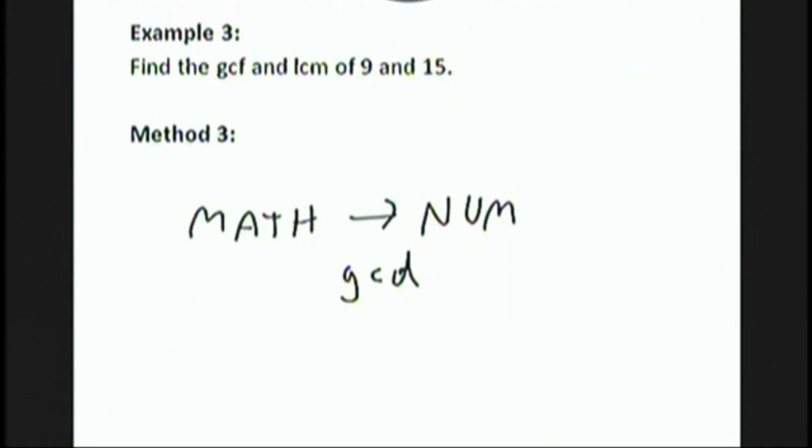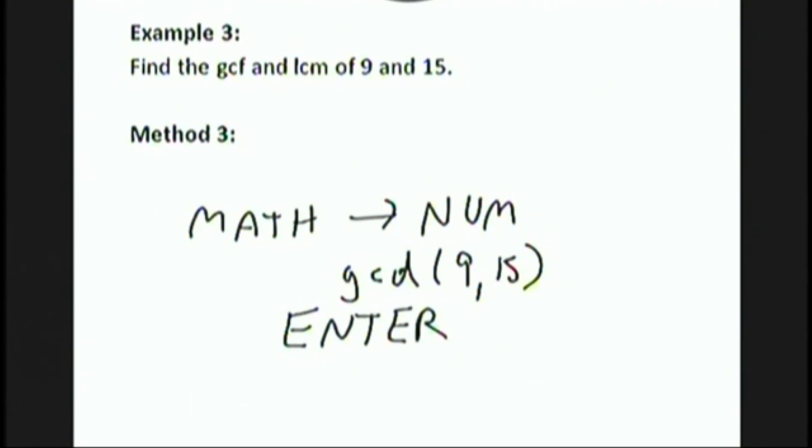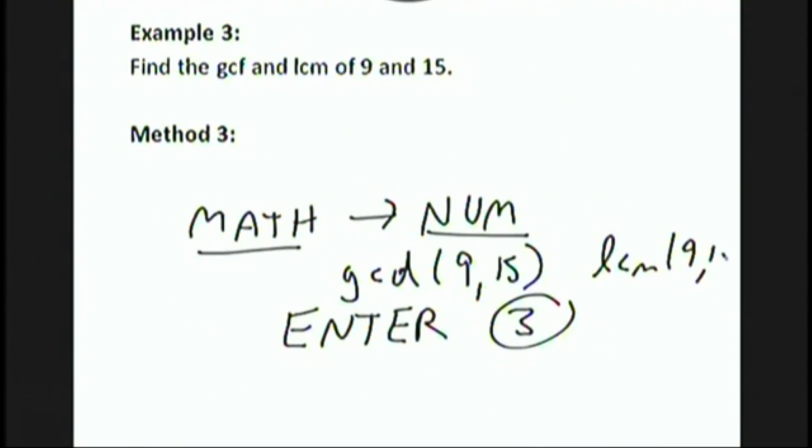After you select GCD, you just put in 9, 15, hit enter, and you will get an output of 3. Similarly, for the LCM, Math menu, scroll to NUM, and this time you're going to select LCM, input 9, 15, press enter, and you get an output of 45.